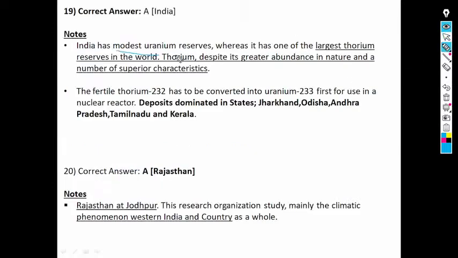India has modest uranium reserves, whereas it has one of the largest thorium reserves in the world. Thorium, despite its greater abundance in nature and a number of superior characteristics. This is well known. The fertile thorium-232 has to be converted into uranium-233 by a process, first for the use in a nuclear reactor.